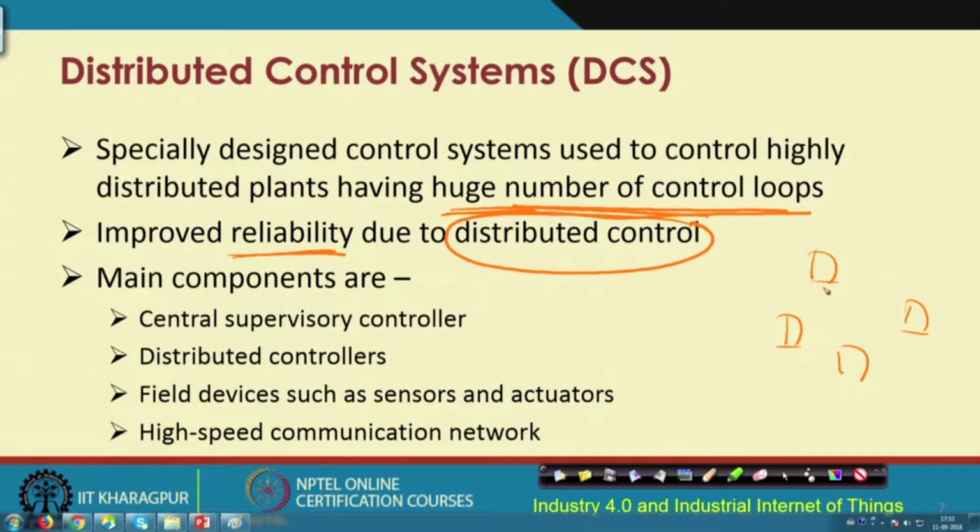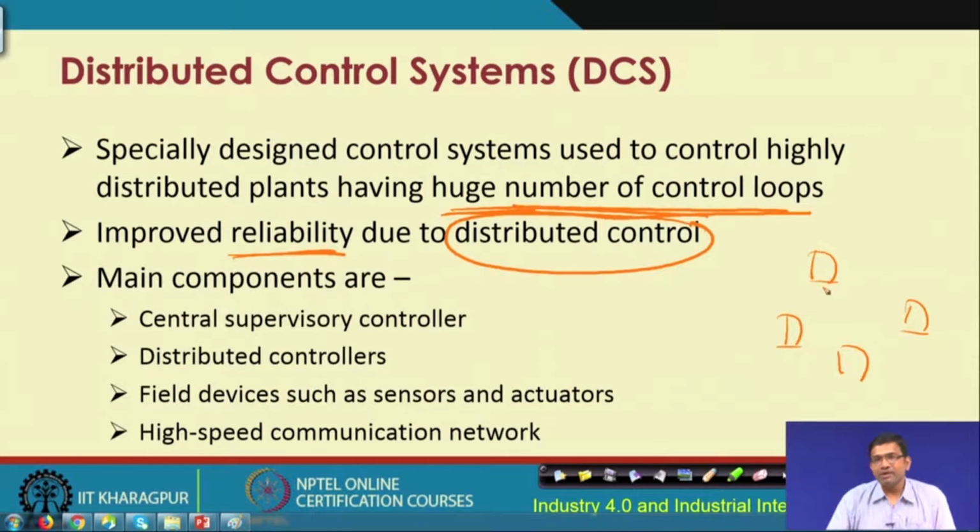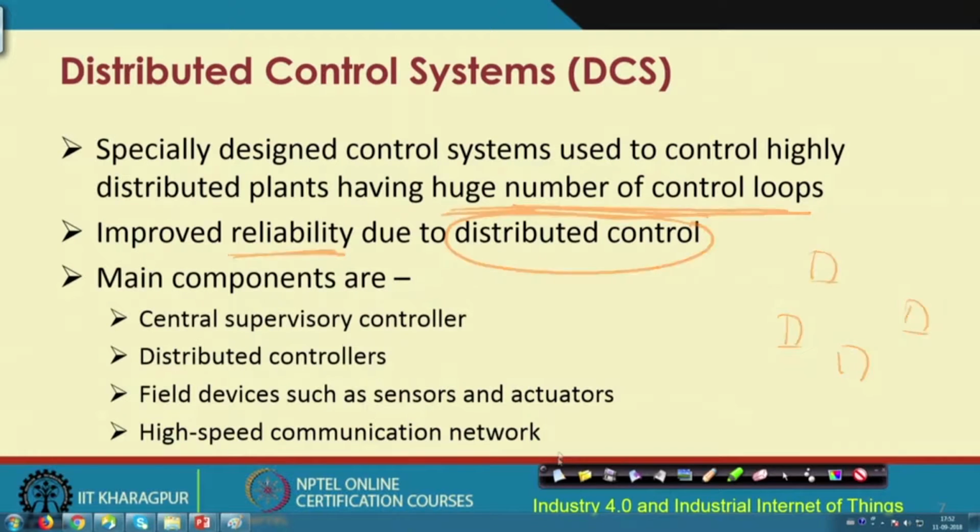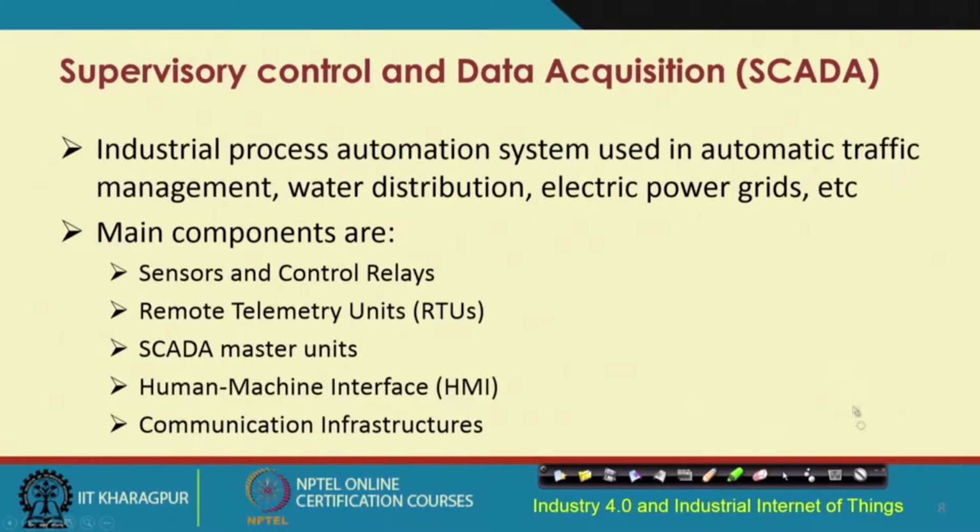The major components in use in DCS are the central supervisory controller, distributed controller, field devices such as the sensors, actuators and so on, and the communication backbone, the high speed communication network, and it has to be high speed. That is the requirement for serving the different communication requirements in the industrial sector, particularly the manufacturing process plant and so on. So, we will now have a look at the SCADA, which is very popular.